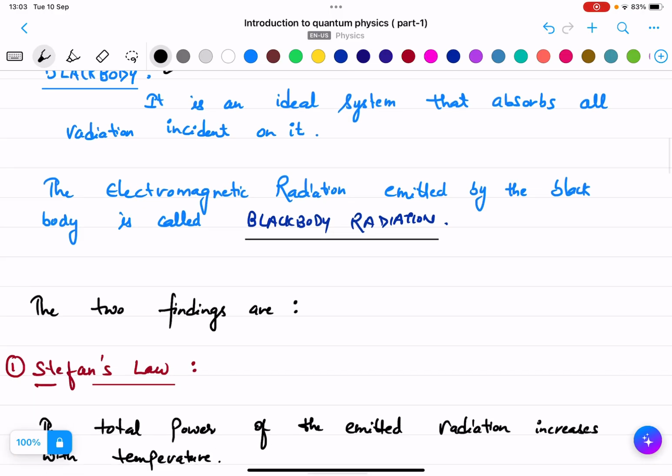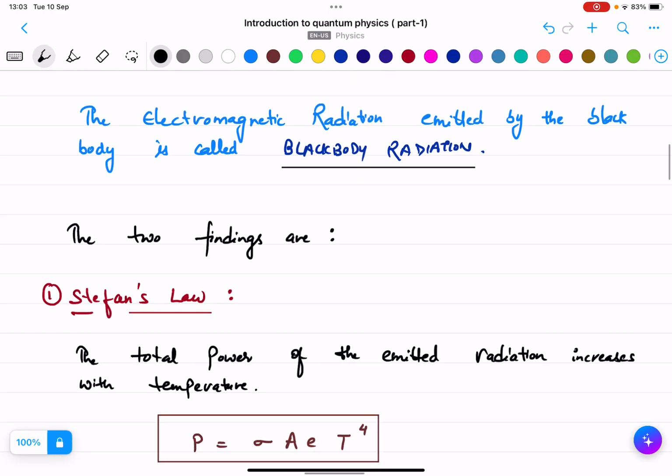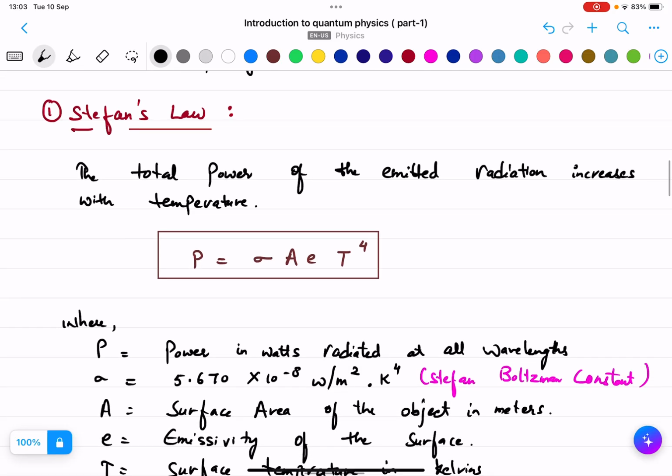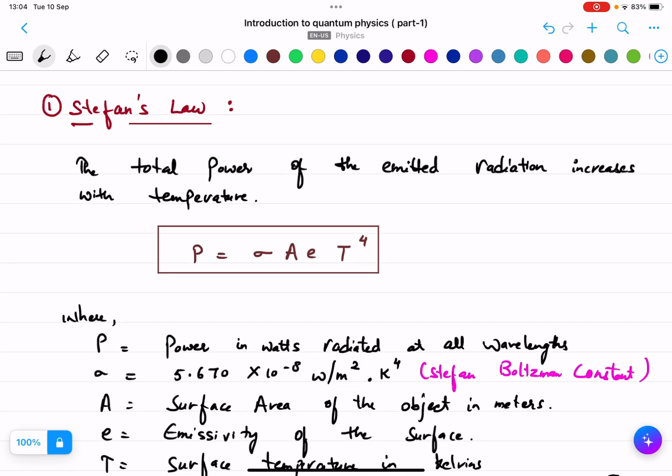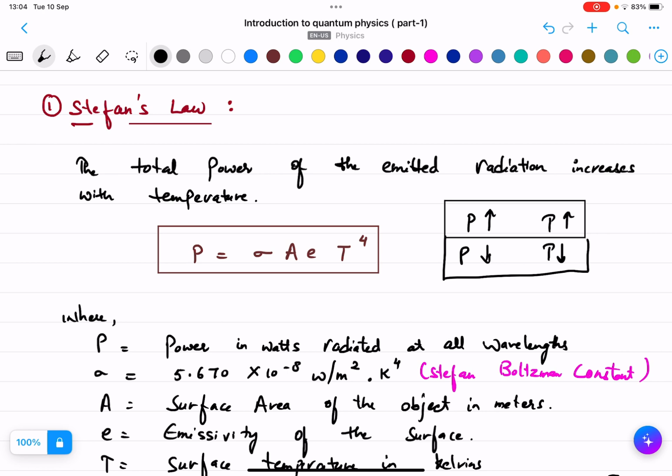Now there are two findings. The first one is Stefan's law. What is Stefan's law? The total power of the emitted radiation increases with temperature. So remember, power increases if the temperature increases. This is a point to remember. If temperature decreases, then power decreases. So this is basically Stefan's law.